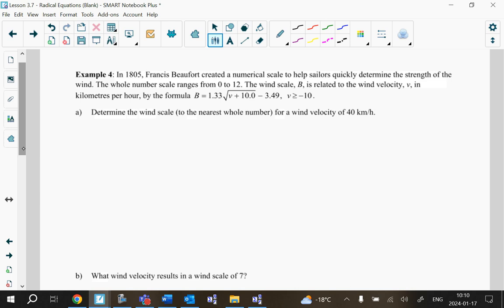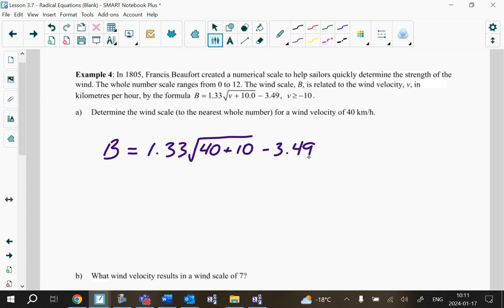Okay, so if I tell you that V is 40, how would you calculate the scale? It equals 1.33 times the square root of 40 plus 10, minus 3.49. Right, so there's no solving here, you're just calculating. And when we deal with word problems, this is where we can go to decimals, because you can even see decimals in the formula.